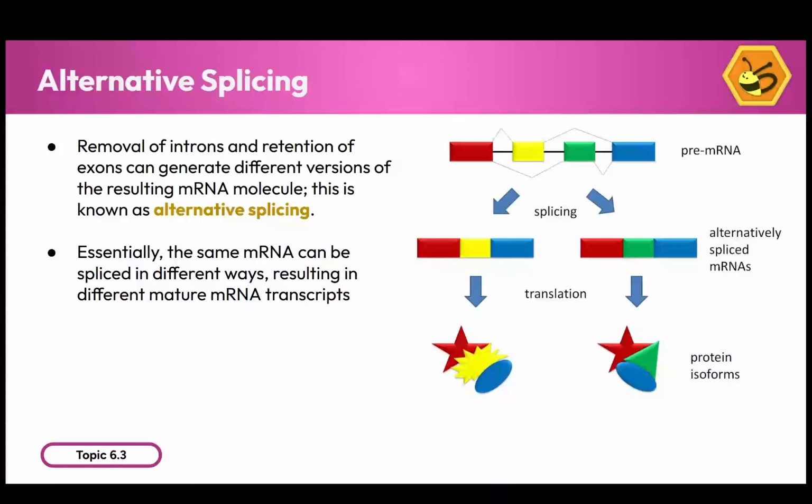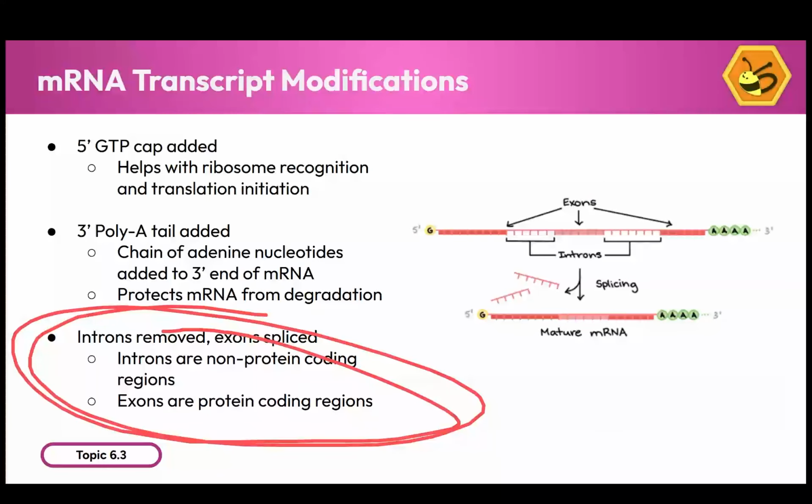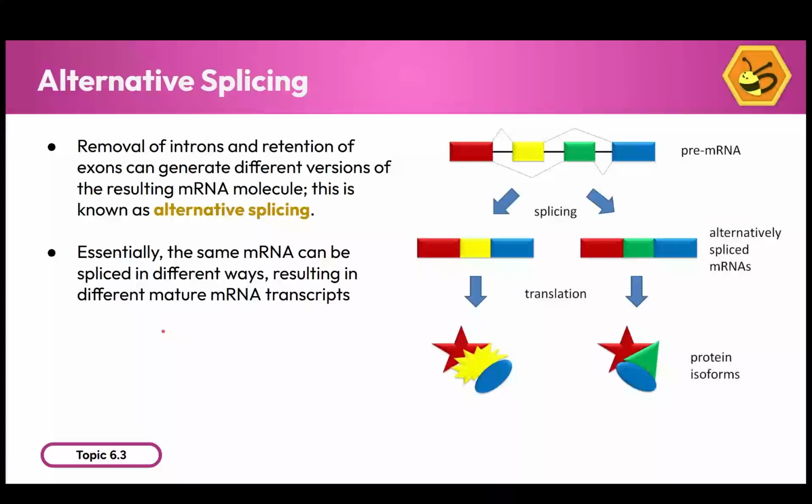Alternative splicing. I heard some people in the chat were hyped about this. Sometimes the same mRNA can be spliced in different ways. So what is splicing? This is what I mean by introns being removed and exons spliced. Introns are in the way, so introns need to be removed. But the removal of certain introns and retention of certain exons can generate different versions of the resulting mRNA molecule. This is called alternative splicing. This can increase the diversity of proteins that an organism can produce.